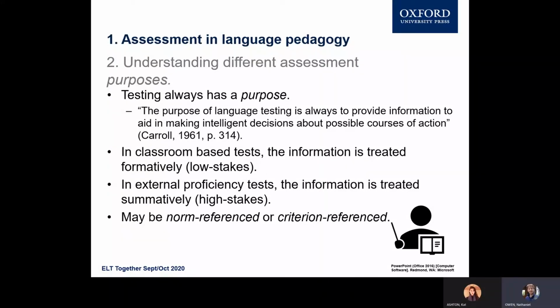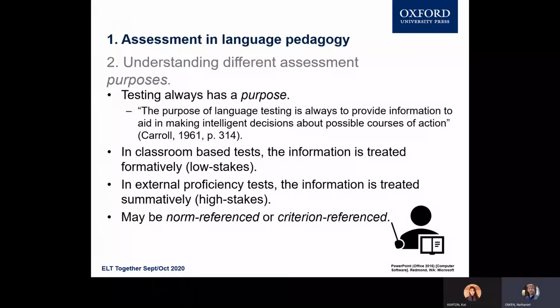A norm referenced approach would be to rank all of your students from highest to lowest and use that range of scores to set boundaries for, say, particular grades, for example. So maybe you say that the top 10% of your class is awarded an A and the next 10% is awarded a B. Now, why that's important is that as you move from class to class, of course, the scores in the classes are going to be different.